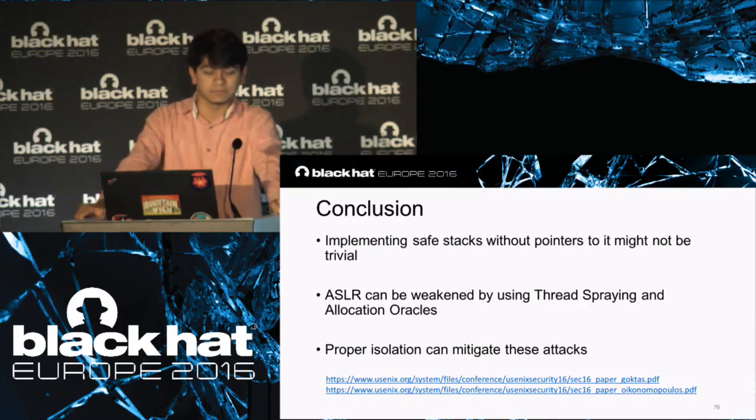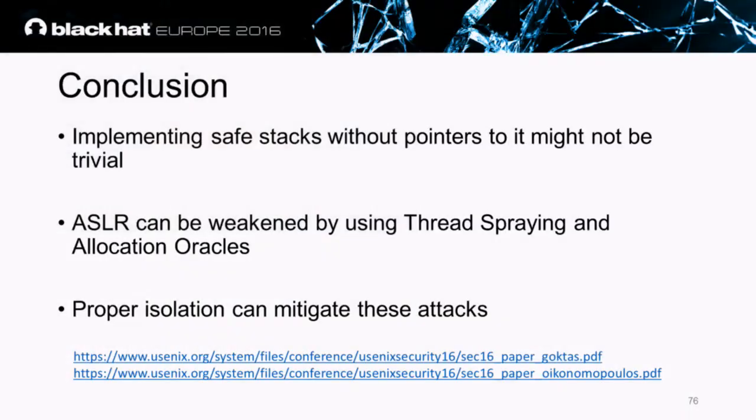To conclude my talk, implementing safe stacks without pointers to it might not be trivial, as we have seen. There are quite some pointers to it. Some effort is still needed to fix all of these pointers. ASLR is maybe not a good thing to rely on, because there are different ways you can weaken it, like thread spraying and allocation oracles. And we think that proper isolation, like software fault isolation, or putting bounds on memory access, might be a good way to protect the safe stack and mitigate these attacks.